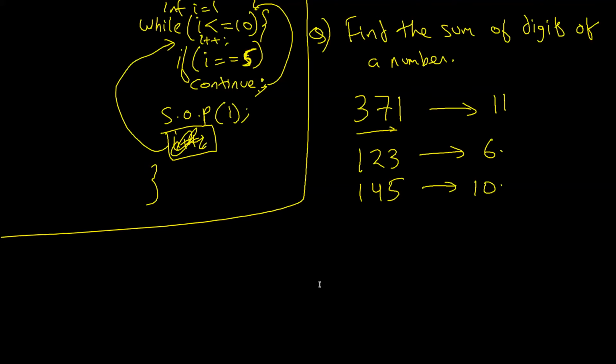Correct. So basically, let me tell you. Let me write this thing again. You can see 371. I need to return the sum, right? As I said, I talked about modulo, right? So what you'll do is just do modulo 10. This will basically give me the last digit, which is 1. And then let me divide this by 10, so you'll get 37.